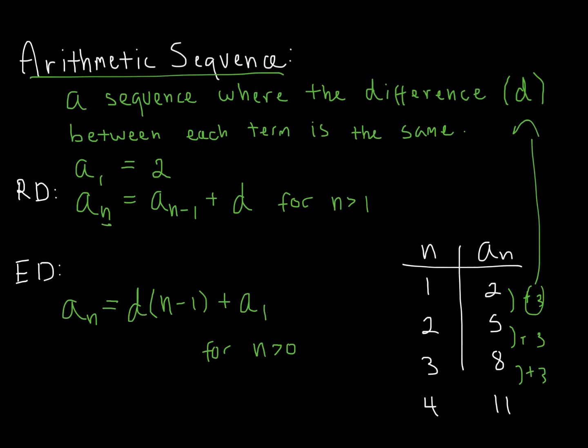So in our example here, the way I would write that is I would say a sub n is equal to 3 times n minus 1 plus 2, right? And now you could compute any term just by plugging in the n value.